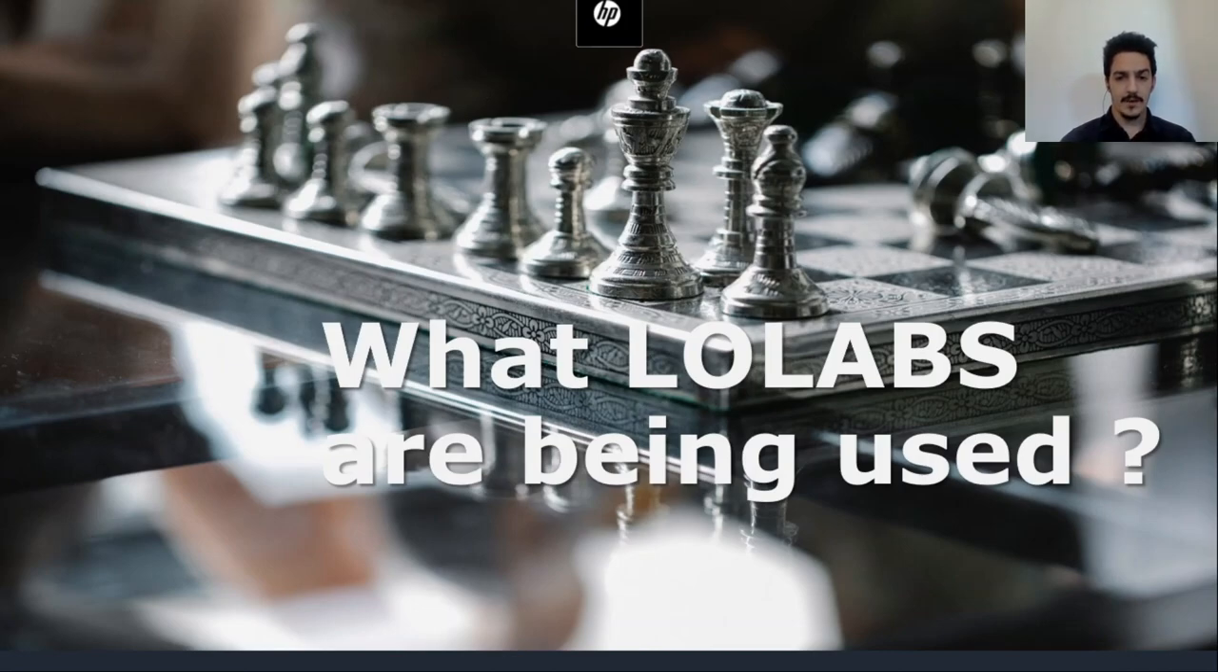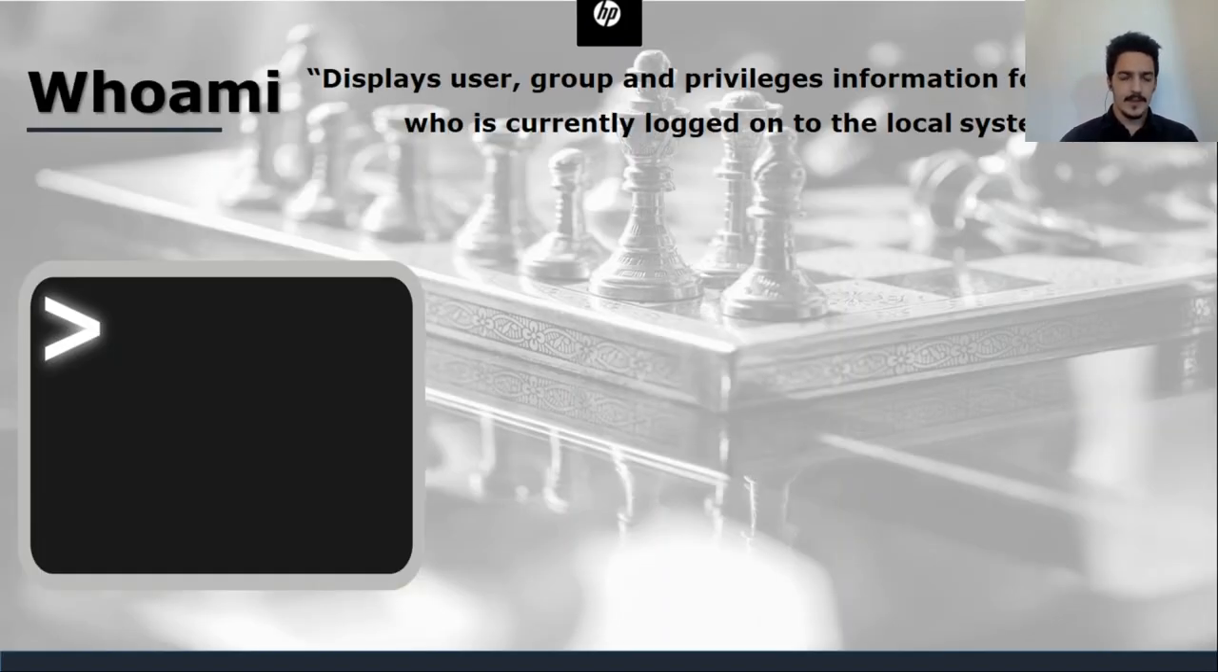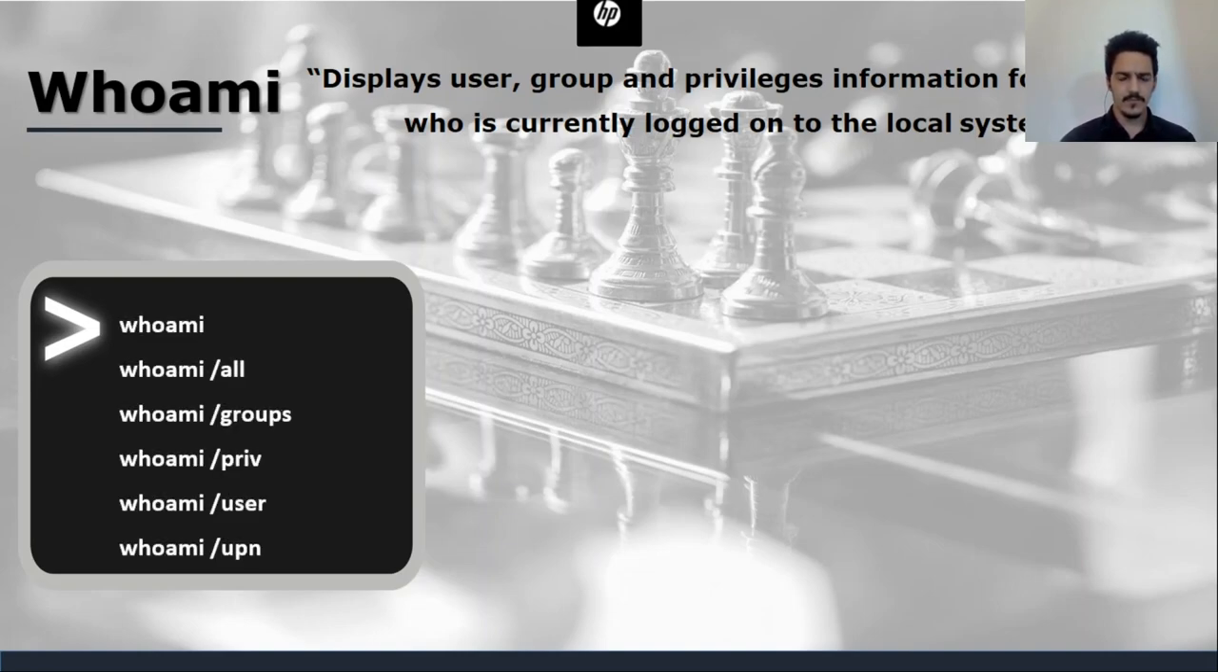Now, what living-off-the-land binaries are being used by attackers? Let's get started with a simple one. The first one is the whoami utility. It displays user, group, and privilege information of the user who is currently logged in to the local system. It has simple command line arguments. It can be used with /all to get all the information, and with /groups to get all the groups that a particular user belongs to.